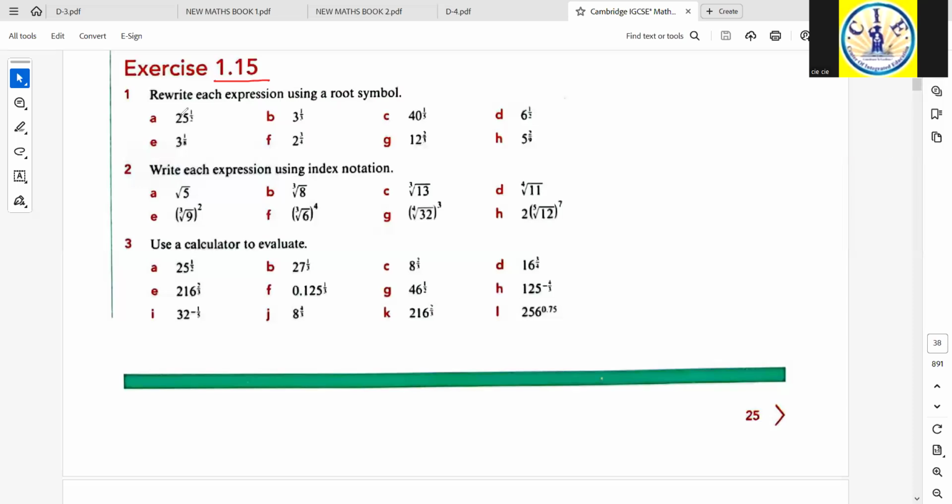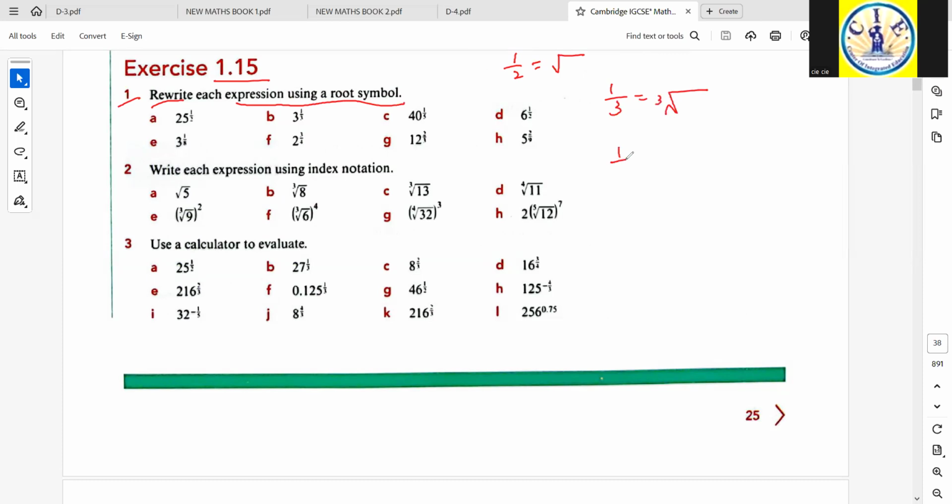Exercise 1.15, question number 1. Rewrite each expression using a root symbol. We know that 1 by 2 is the value of the square root. Similarly, 1 by 3 is the value of cube root.